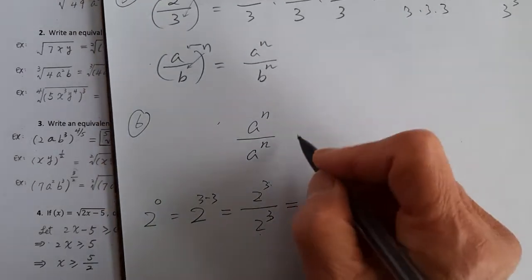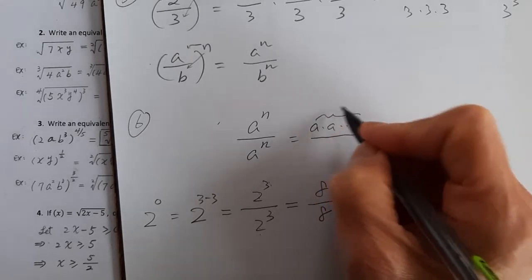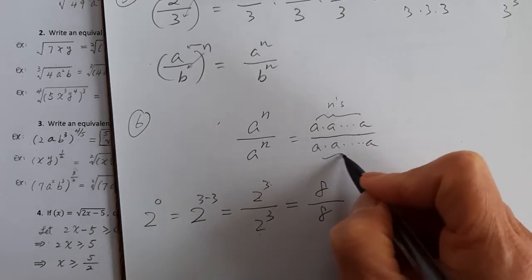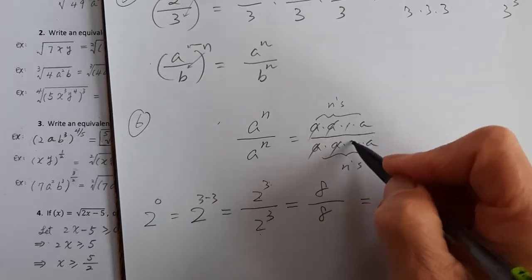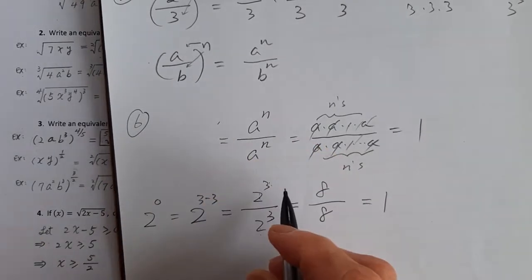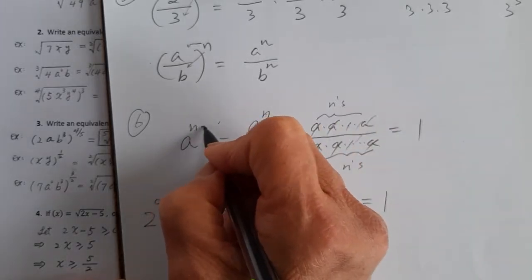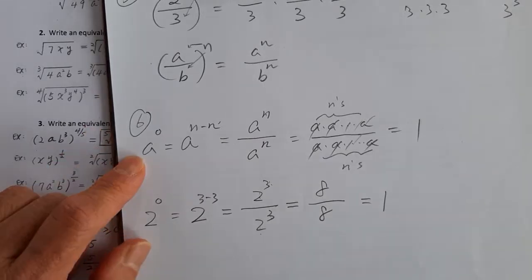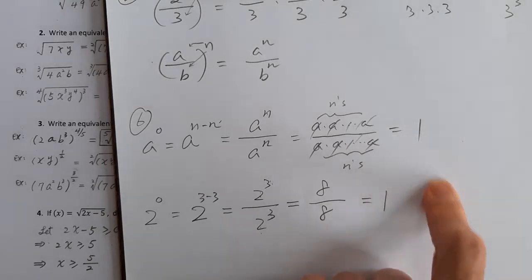So do the same way. What does this mean? This is a times a, n factors of a in the product. The denominator is also a times a, n factors of a. And a over a is 1, cancel, cancel, cancel, and that equals 1. On the left hand side, the same base is a, you subtract exponents, n minus n. That is a to the power 0. So a to the power 0 equals 1. That's proved, the zero exponent rule.